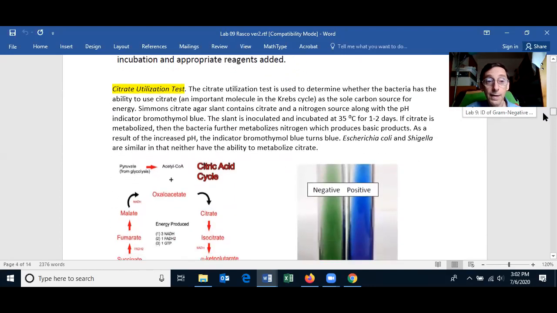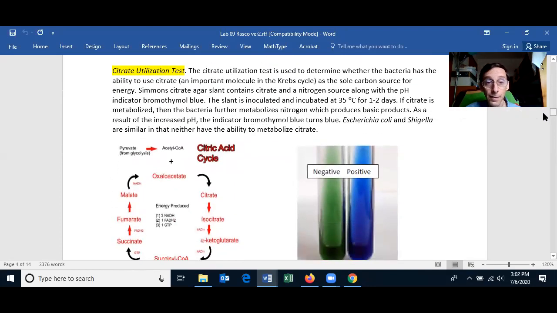Okay, in the sodium citrate test, the only carbohydrate the bacteria can utilize is citrate. And if the bacteria can utilize citrate, meaning metabolize it, it will grow on the tube, and the utilization of citrate will make the tube become alkaline, and it'll turn bluish in color, like this tube here. And that's because the bacteria can utilize citrate.